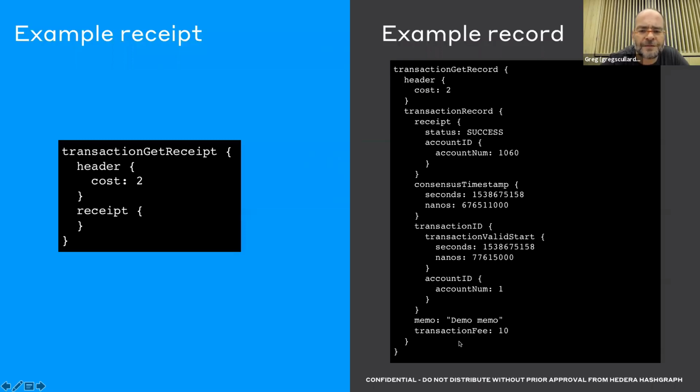So this gives you more detail and it is closer to a proof of a transaction being run than a receipt, which is literally just an okay, not okay. And the state proof that we will be able to get along with a record or any entity in the near future will be cryptographically secure and provable versions of these.